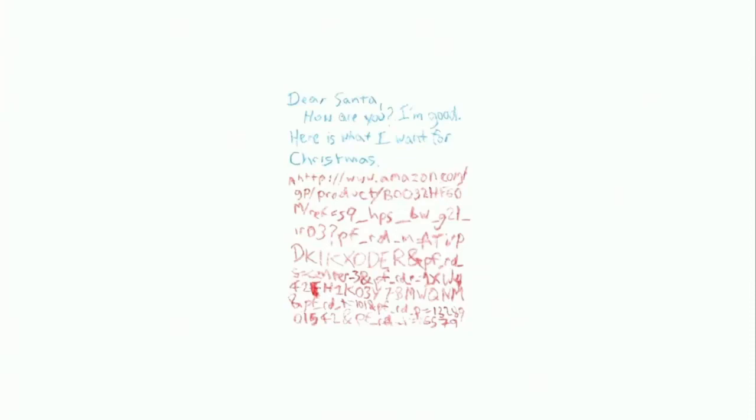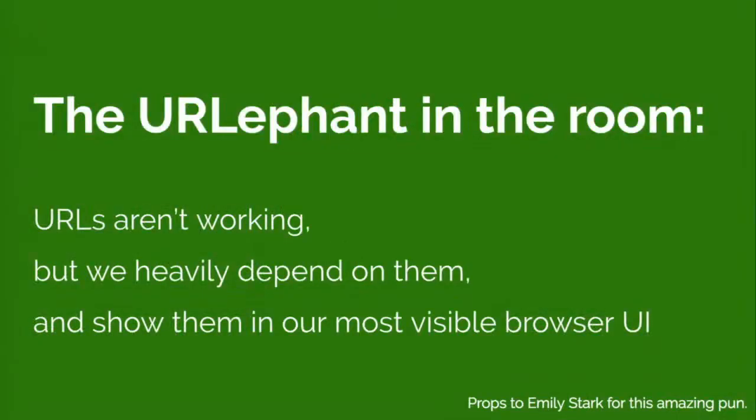But URLs are great for many things too, right? Which is why we show them in all of our UI. They're really great for sending links to really specific things, right? And here we get a hint that this is going to be a product page for some kind of product on Amazon. You could copy and paste this to one of your friends to share a specific link easily. And of course, in security land, we consider them the last line of defense against spoofing attacks if all else fails. So we're showing URLs in our most common pieces of Chrome browser UI. All browsers do, right? We're heavily depending on URLs. So in Chrome, we've started to call this problem the URL elephant in the room. URLs aren't working well, but we heavily depend on them, and we're showing them in our most visible browser UI.